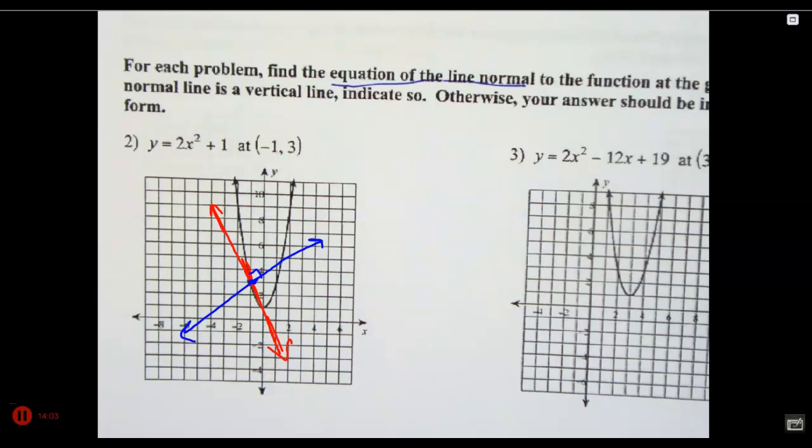See what we're going for? It might help to lightly sketch the tangent, so you know what you're right-angling against. And then the normal is going to look like that.